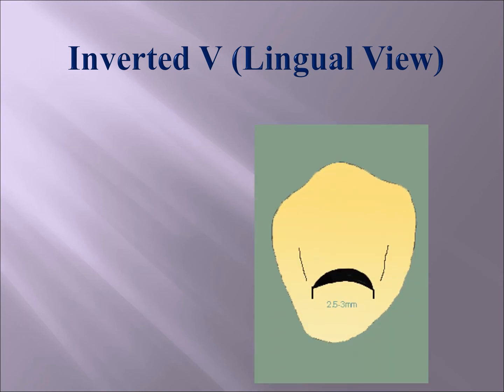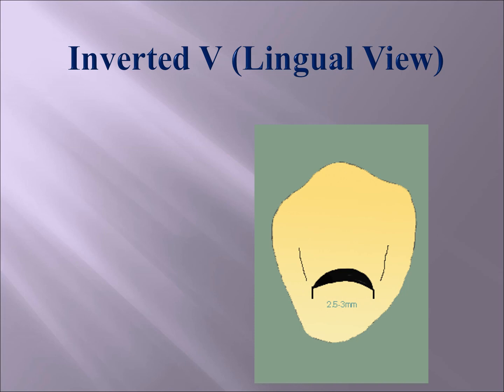Inverted V is basically prepared on maxillary canines, sometimes on mandibular canines, rarely on incisors. It needs a prominent cingulum to be prepared on. So again, mainly used in maxillary canines, and if the cingulum is not prominent in the maxillary canine, it is not recommended to be used. You end up using a cingulum ledge.